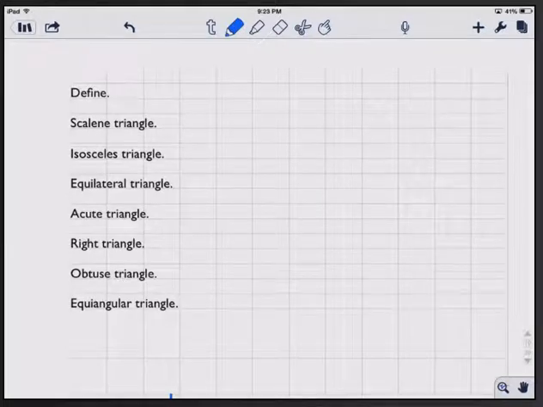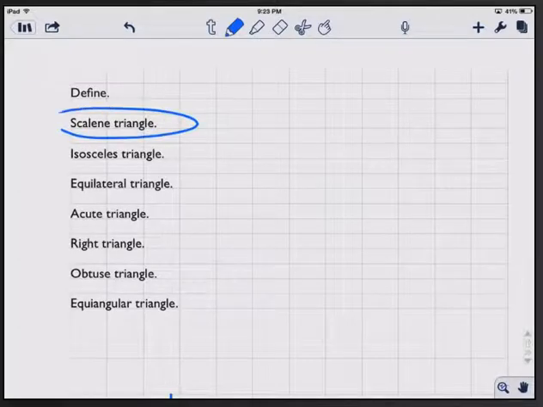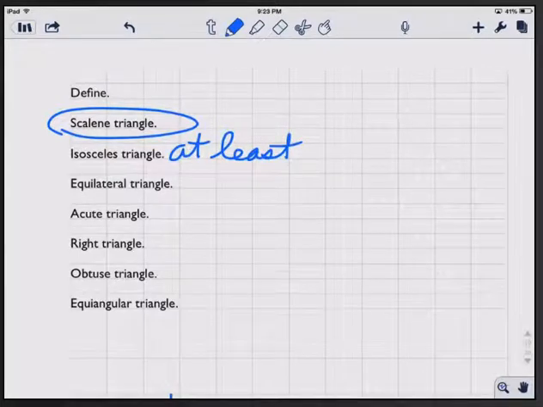Okay, our next set of review problems deals with some definitions. Just very quickly, a scalene triangle has three different lengths for the three sides. No two sides are congruent, in other words. An isosceles triangle has at least two congruent sides.